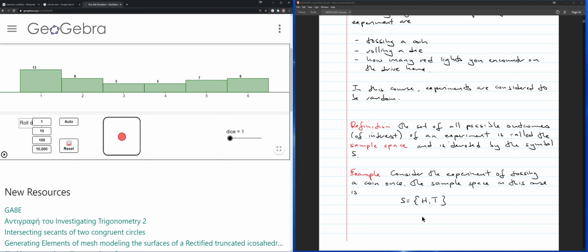Well, all possible outcomes would be either head or tail, right? So we use just a little bit of shorthand notation. The H will denote head and the T will denote tail. Okay, so one thing you want to notice here is that the sample space is the set of possible outcomes.